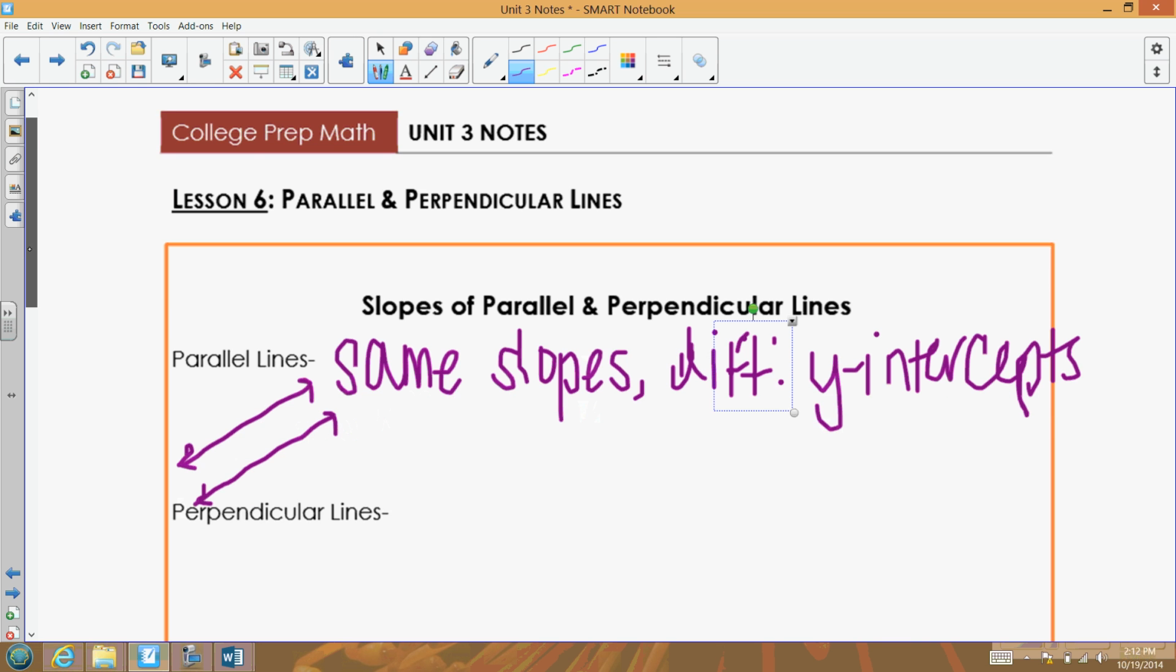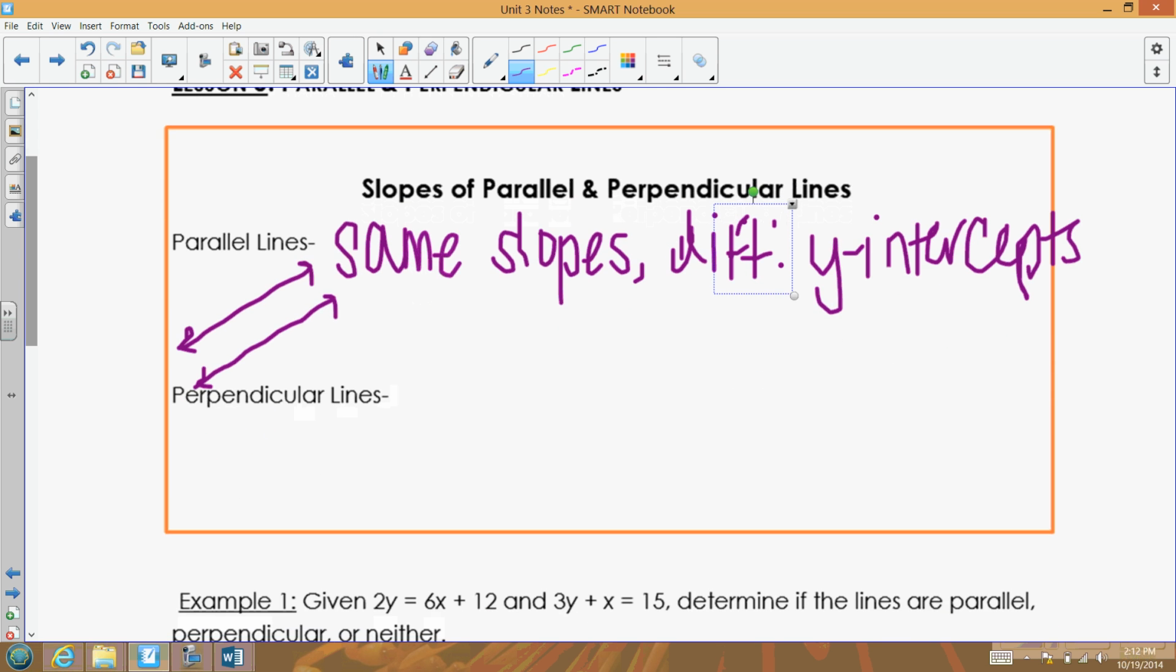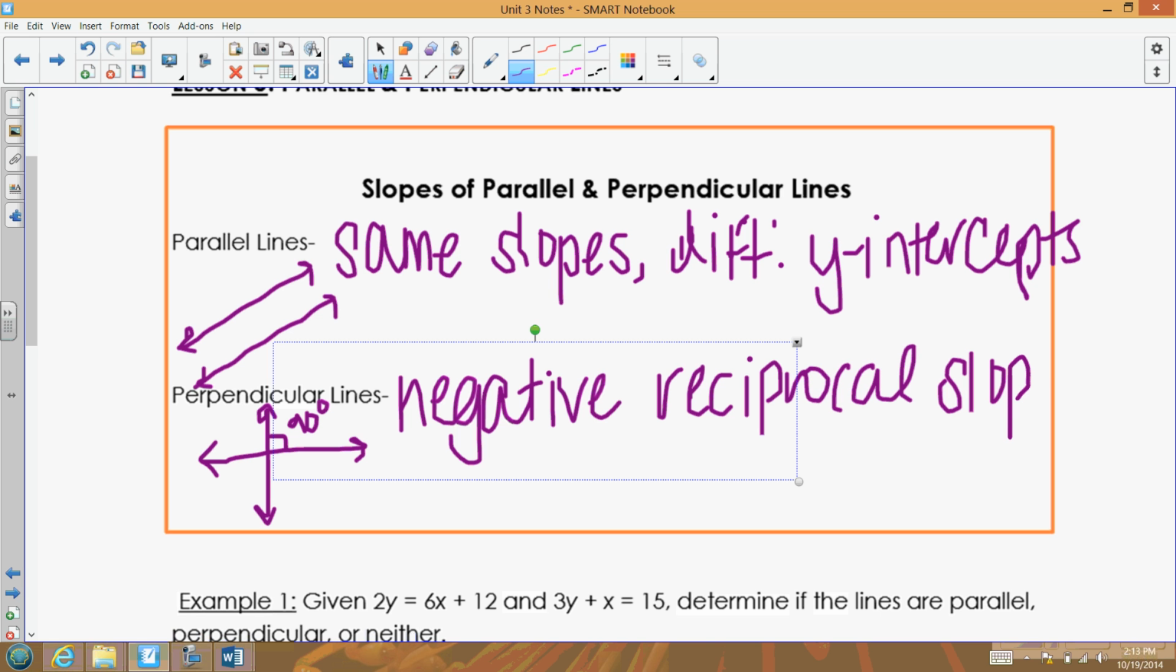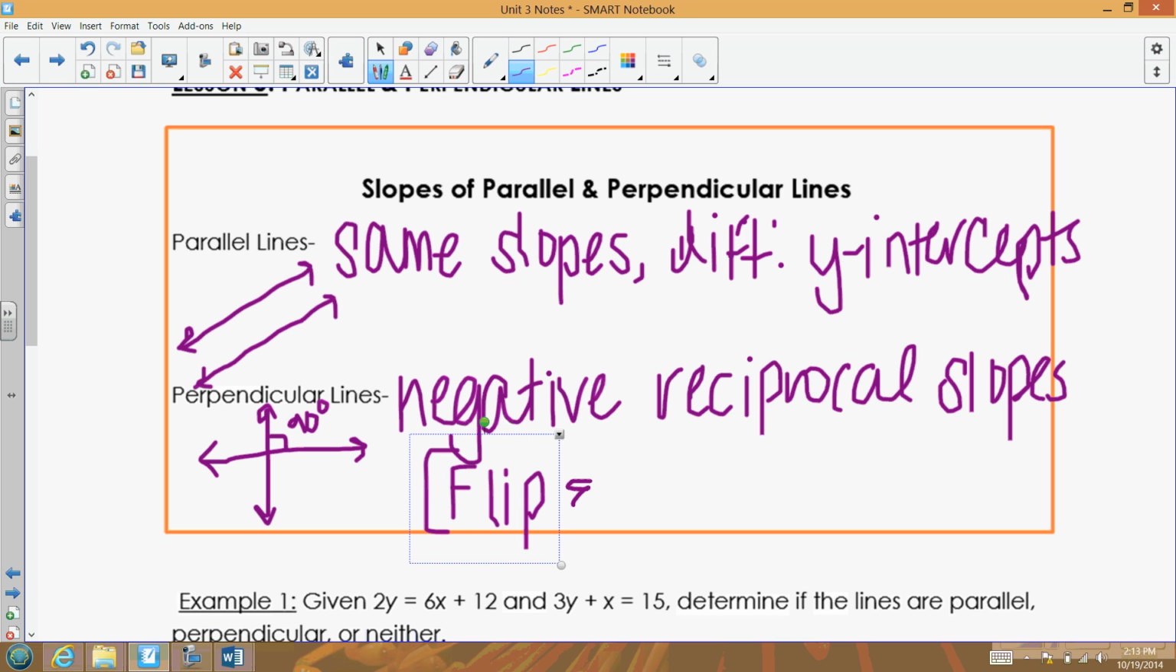And then perpendicular lines are the other type of lines we would talk about. Those are two lines that intersect and they form 90-degree angles. So we would put this little half of a square in there to represent that those lines cross at a 90-degree angle. So perpendicular lines have negative reciprocal slopes. Essentially what that means is you flip and negate when you're talking about perpendicular slopes.